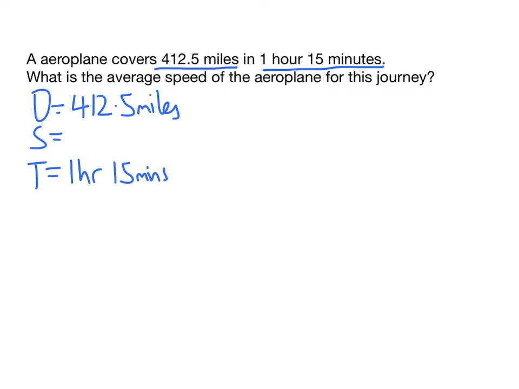And what's the average speed? So we've been asked to work out what speed is. So let's write out the formula we use, which is distance equal to speed multiplied by time. Well, before we do anything else, we're going to have to change this time in hours and minutes into decimal hours, because that's the only type we can put into this formula.